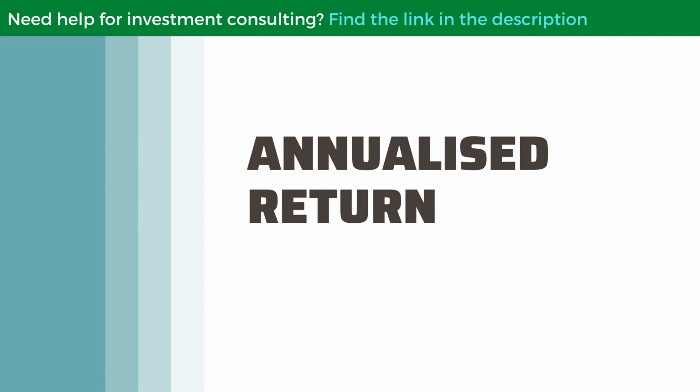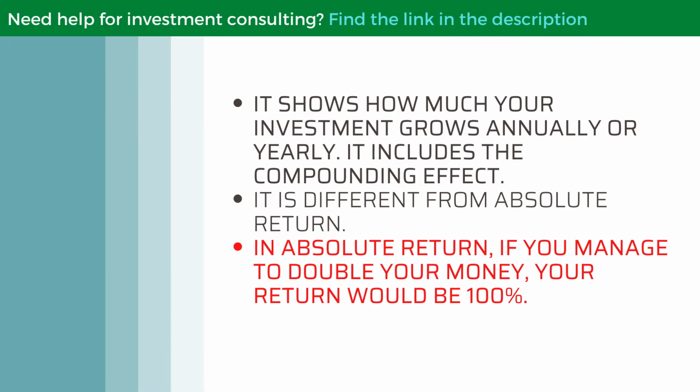As the name suggests, annualized returns measure how much your investment grew in value annually or yearly. The absolute returns of the investments are normalized or spread out over yearly periods, or a single return is derived. That means let's say if you manage to double your money in 6 years, then your absolute returns would be 100%. That means you managed to double your money.